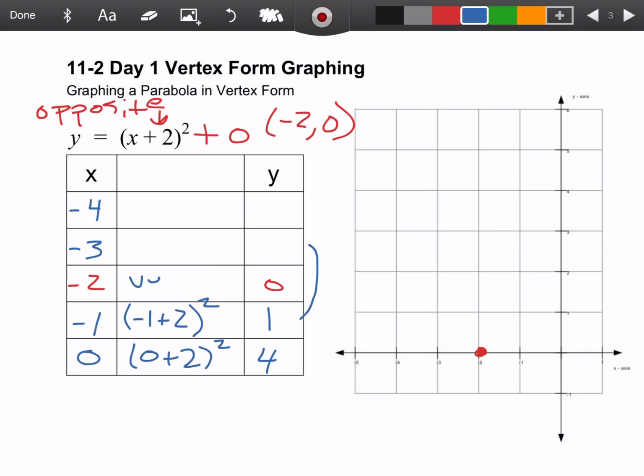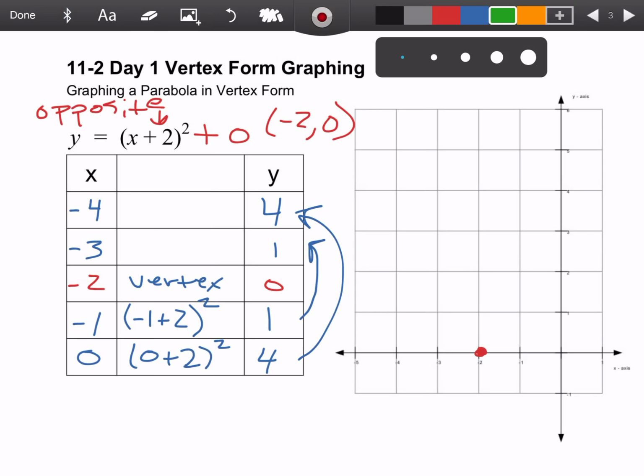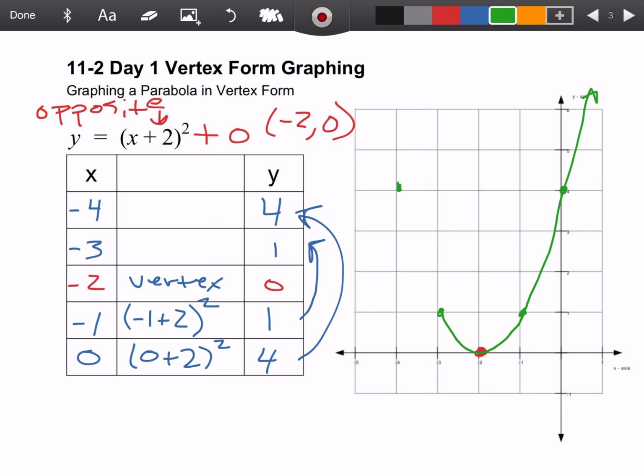And then because our vertex is in the middle, we can reflect these numbers up here due to the symmetry of a parabola. So here we have -4, 4. Got a point there. -3, 1. -1, 1. And 0, 4. Just like that. And then we can draw in our parabola just like that.